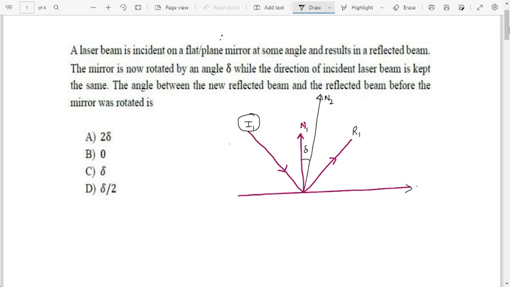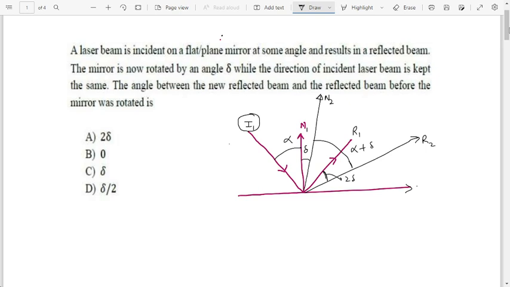So, that means if this angle was initially alpha, right? What is the new angle between incident ray and normal, which is N2? Alpha plus delta. So the new reflected ray will make an angle of alpha plus delta from N2. So that means this will be the new reflected ray, and this angle, my dear friends, will be alpha plus delta. Correct? Now it is easy to see. We have to find the angle between R1 and R2, which is easy to see will be 2 delta. Why will it be 2 delta?